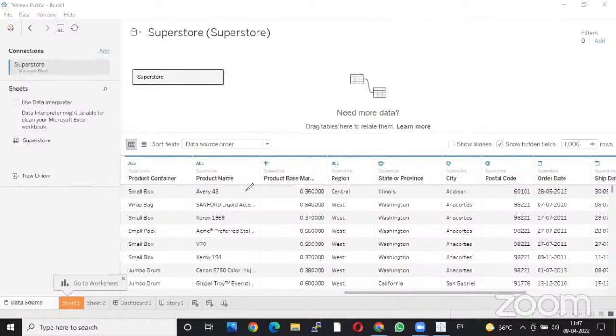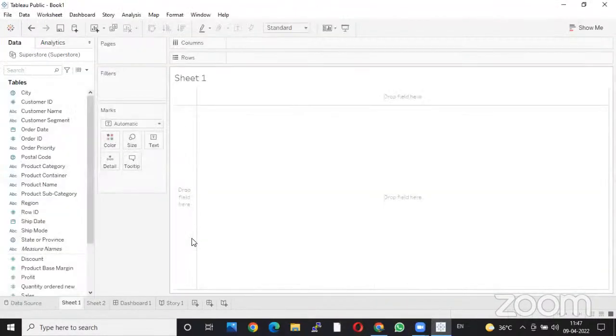So let us go through Sheet 1 and check how we can visualize the data. I'm just giving a simple walkthrough. We will be doing this fully tomorrow in the 10 to 12 session. So this is the sheet option.